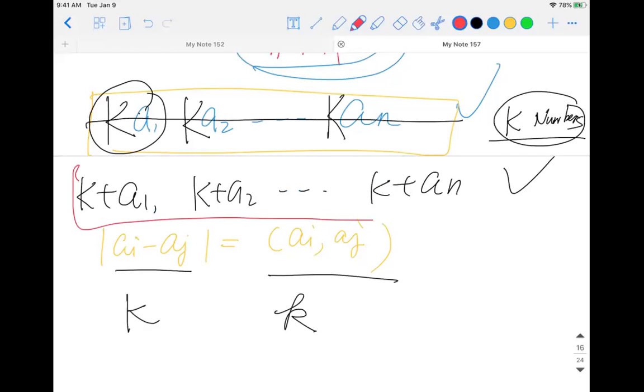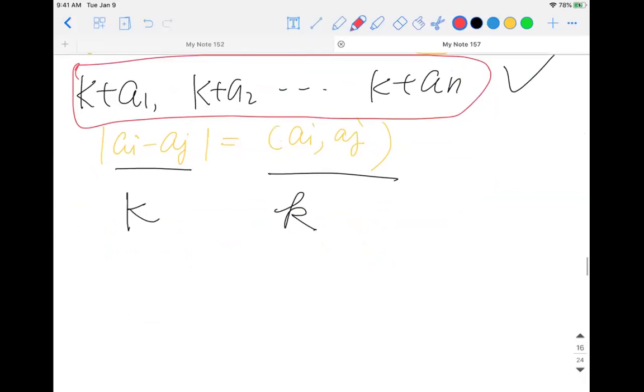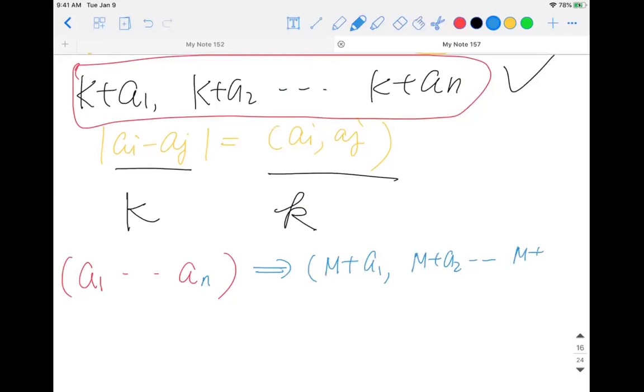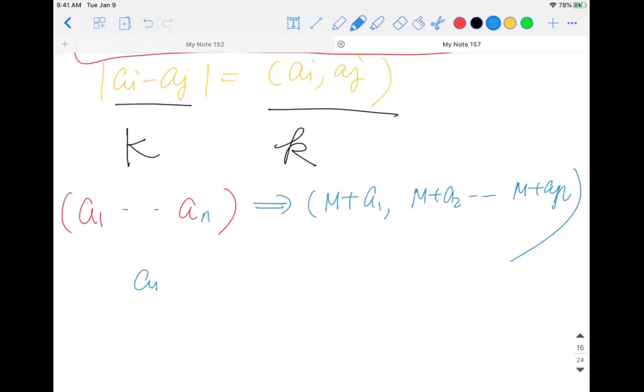So let's have a look at the second part: add a number. A1 all the way to An, you go to m plus a1, m plus a2, all the way to m plus an, right? Okay. The absolute value of ai minus aj, and the greatest common divisor of ai and aj, right?